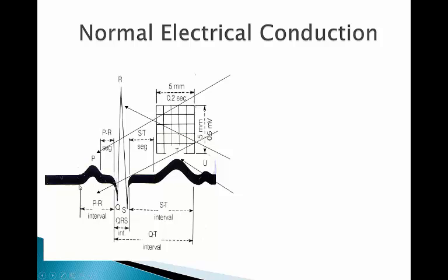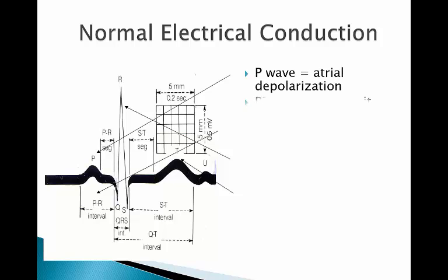The PR is depolarization and repolarization. The QRS is ventricular depolarization. And the T wave is ventricular repolarization or resetting. Okay. Now, there are different numbers and things that you're going to have to know for this. So just keep in mind.